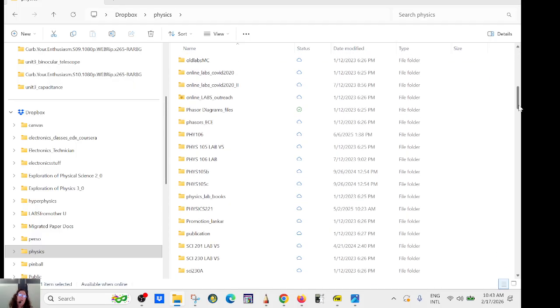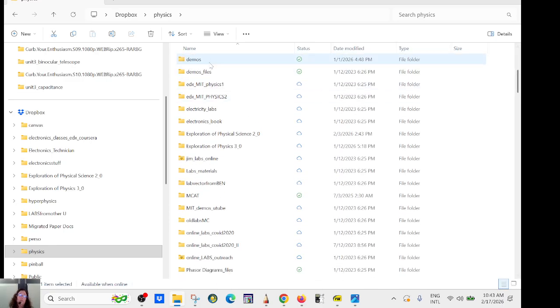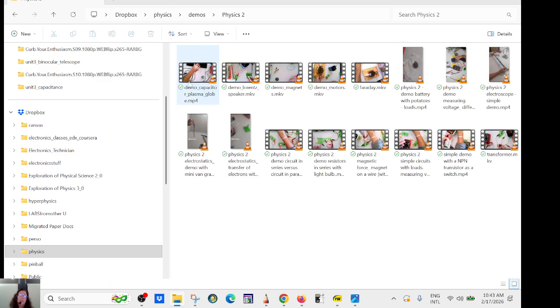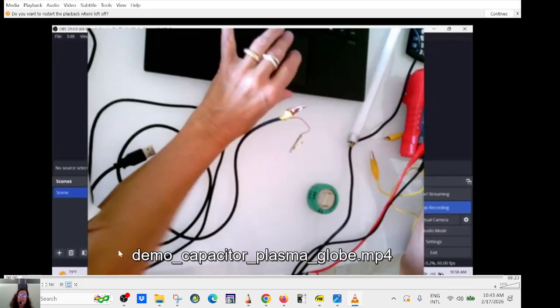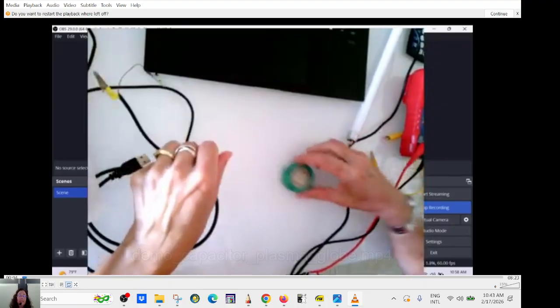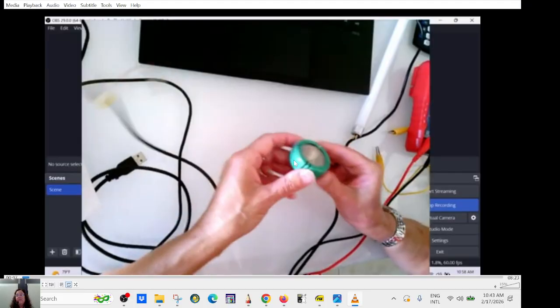So if you have access to capacitors, for example, you can do a cool demo if you know what you're doing. If you don't know what you're doing, don't do it, because capacitors can kill, okay? So this is a capacitor just for demo, okay?